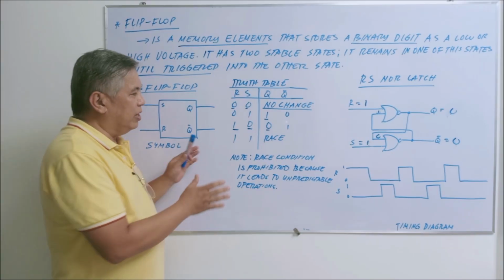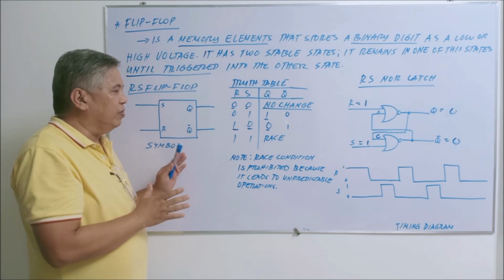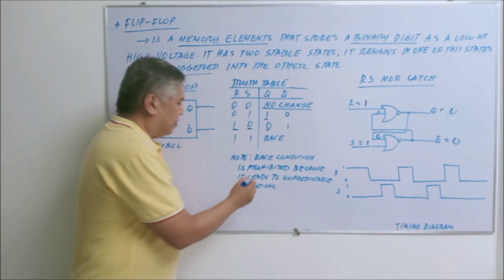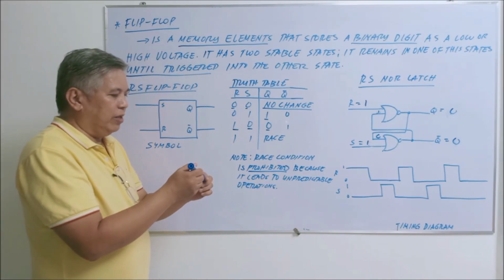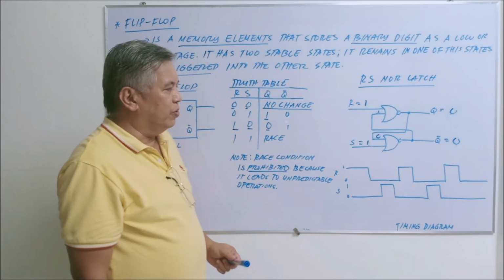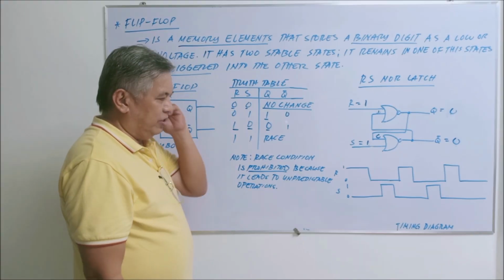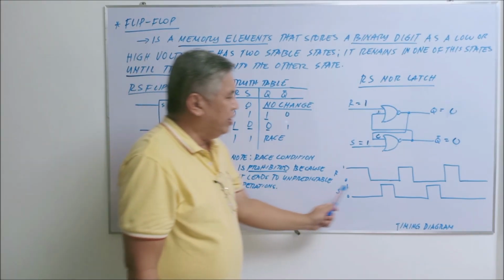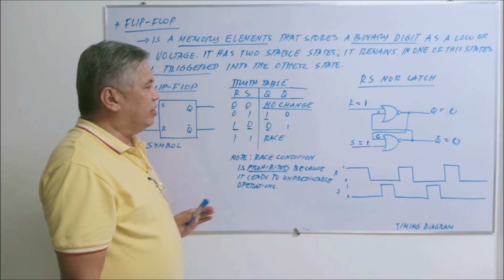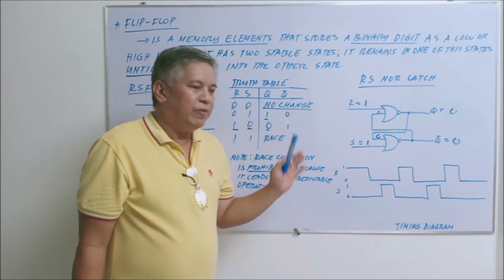No? We will not be using the condition 1, 1 in your RS flip-flop because again it is prohibited. Why? Again, because it will not provide us with the exact value of your output Q. That is why you have a race condition. So let's have here an example on how to interpret or use our table for the RS flip-flop.